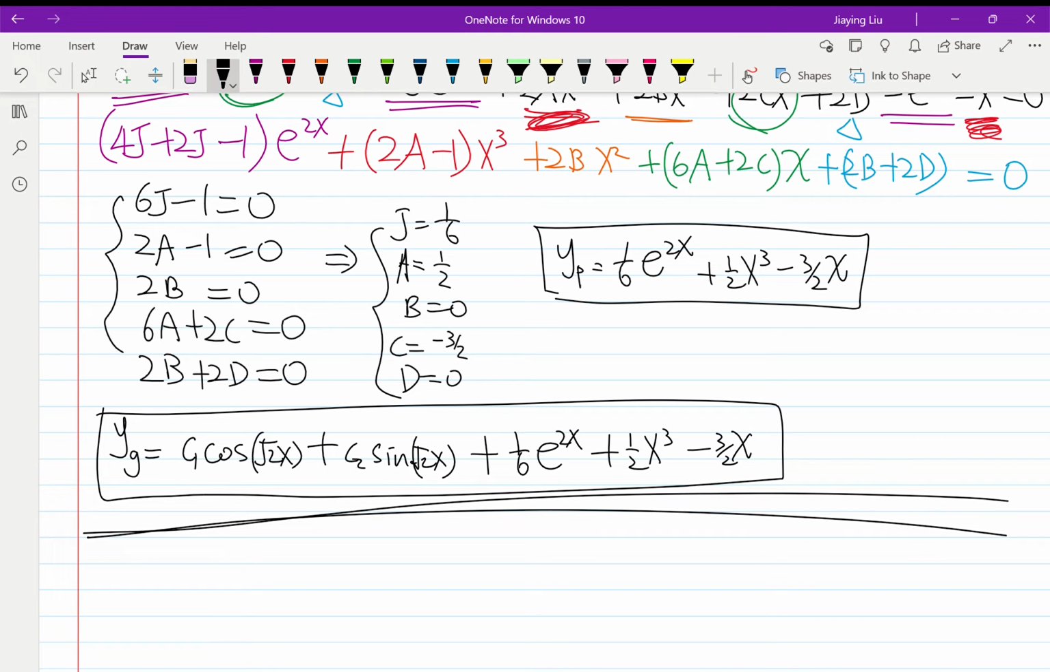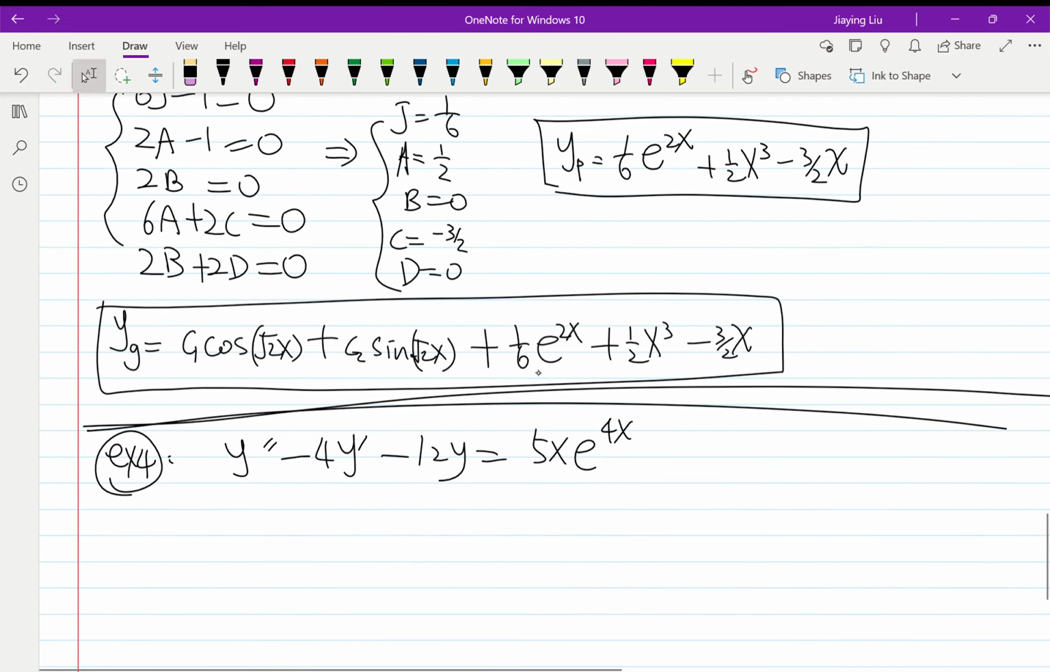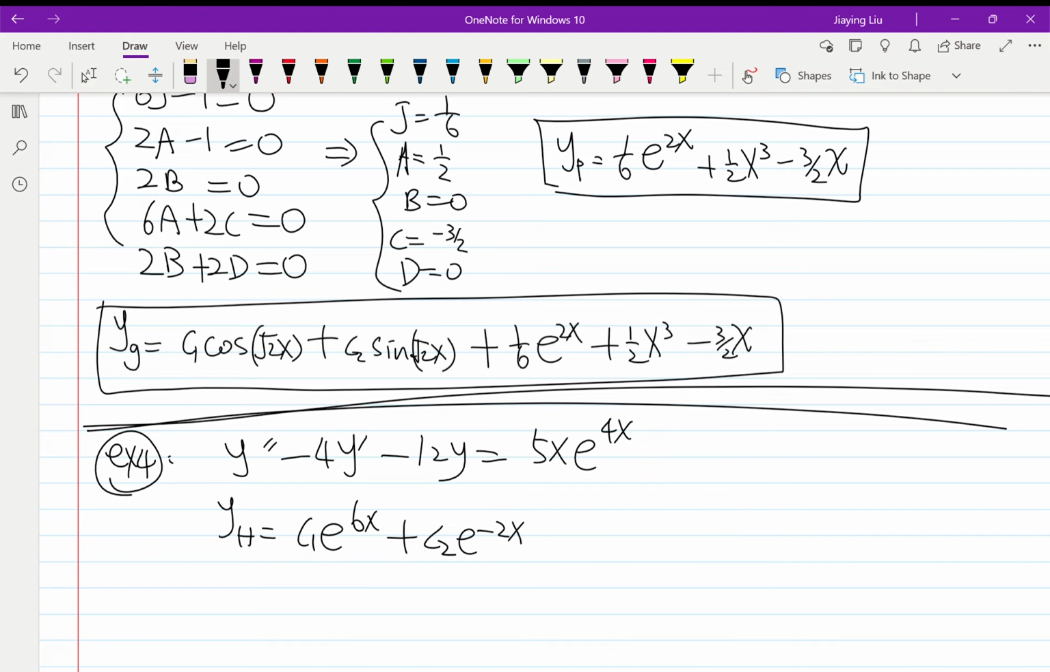All right, last example here. y double prime minus 4y prime minus 12y equals 5x e to the 4x. I'm going to write down the homogeneous solution because we did that last time. So y homogeneous is going to be c1 e to the 6x plus c2 e to the negative 2x. And then let's just find the particular solution directly. So as you're writing down the problem, think about what the particular solution should be in this case.